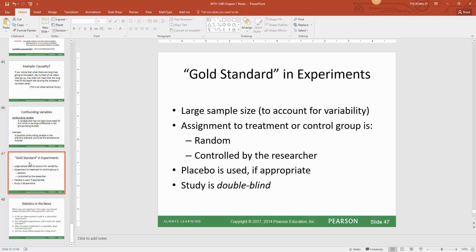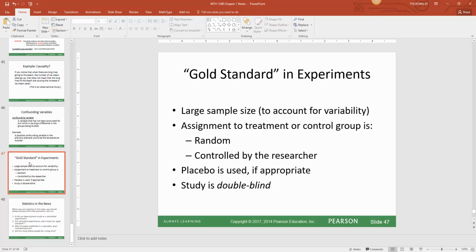Right. So this next slide is the gold standard in experiments. The gold standard in experiments is to have these four things where possible, right? So we want to have a large sample size, so we can really account for that variability, right? We want the assignment to the treatment or control group to be random and also controlled by the researcher, right? We want to control in the sense that the variable that we're trying to study is the only difference between the two groups, right? Everything else we try to keep as much alike as possible, right?